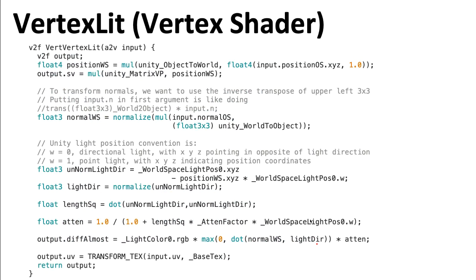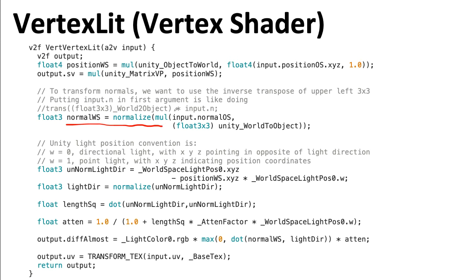So the vertex shader for per-vertex lighting has a lot of code in it, as you might expect, because this is where we are doing our lighting calculations. We're taking in one of these input structures, and we're going to return one of these output structures. The geometric transformations on the vertex positions are what we expect. And then we also need to transform the normals. So this gets a little bit tricky.